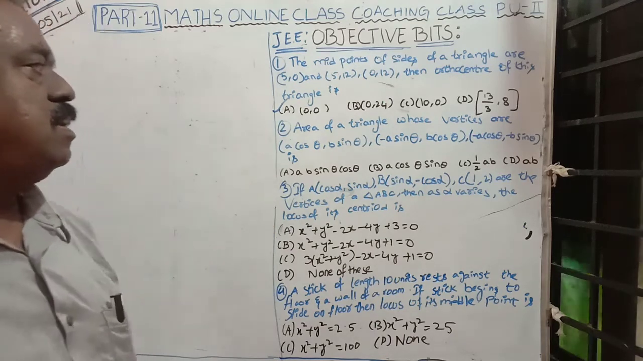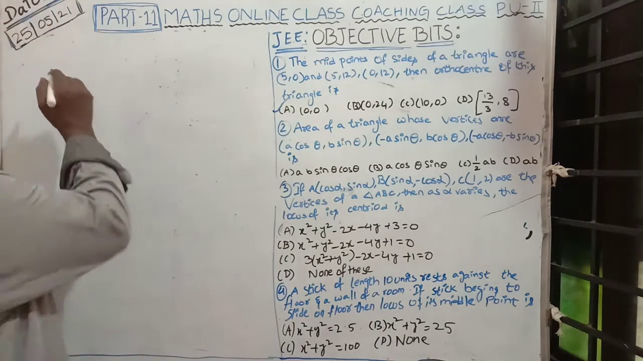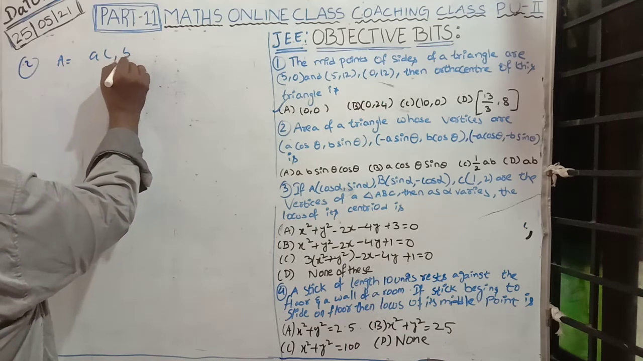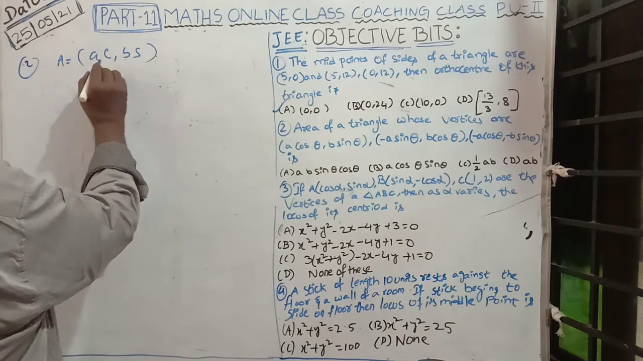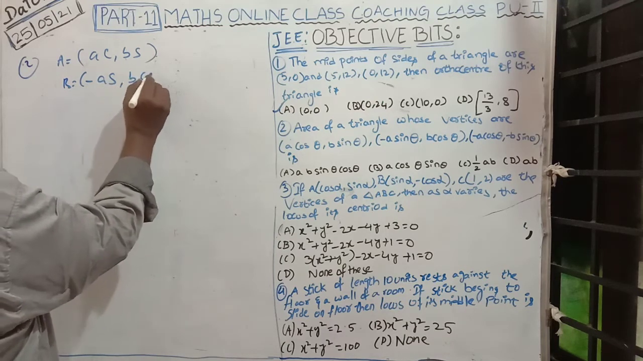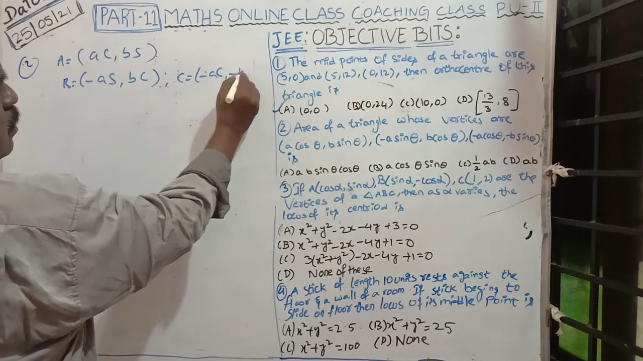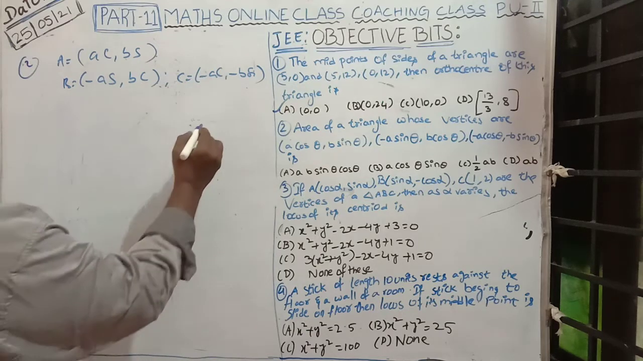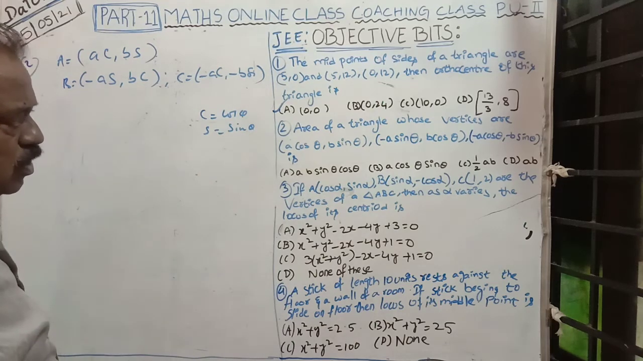Second one, the area of triangle whose vertices are given. A is equal to A cos, B sin. AC means A cos, BC means B sin. And B is equal to minus A sin and B cos. C is equal to minus A cos, minus B sin. Okay, no? Not AC, A cos. C means it is the cos theta. S means sin theta. Okay, no?